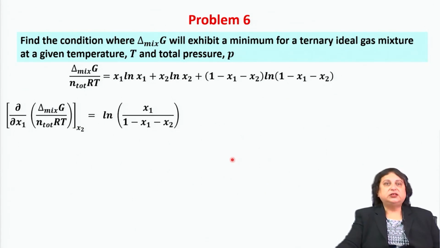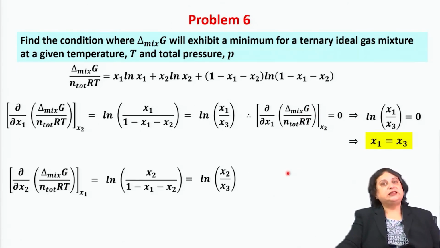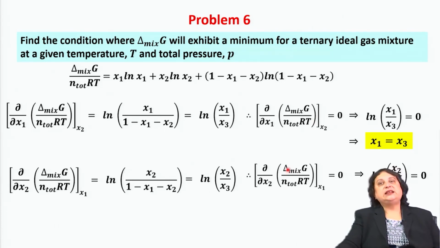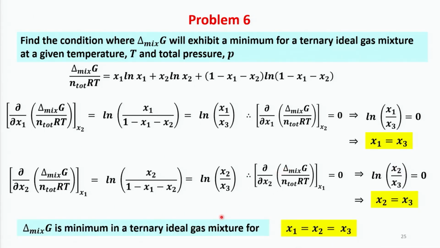You can just find out that the first derivative is nothing but ln x1 by x3, and therefore, under the condition where this derivative is equal to 0, it implies that x1 must be equal to x3. Similarly, for the second component, it implies that x2 must be equal to x3. Therefore, the minimum for the ternary mixture appears when x1 is equal to x2 equal to x3, and you can actually go ahead and show that this indeed is a minimum and not a maximum.